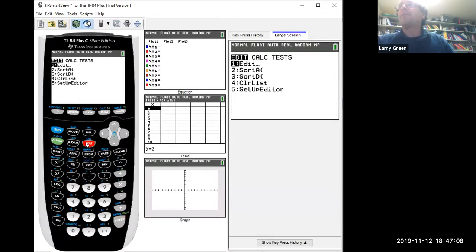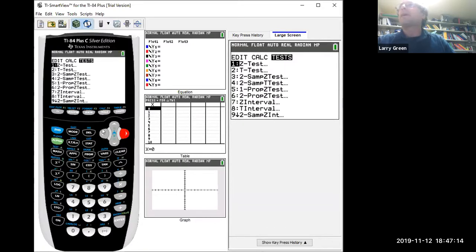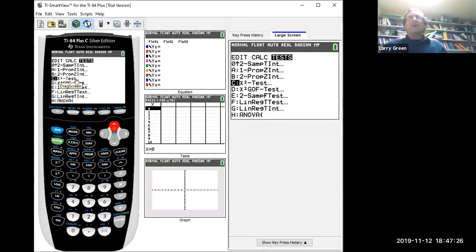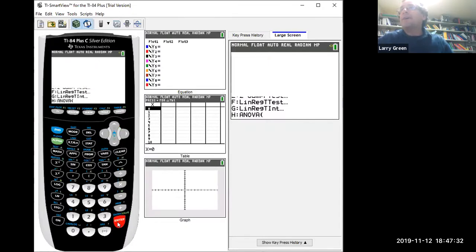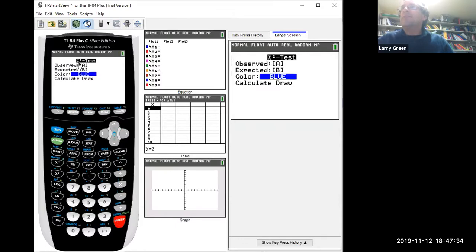We're going to hit stat. Then I'm going to go to tests. I'm going to go up arrow. And we're going to go to chi-squared test. Notice that's different than the GOF. And all the calculators have the chi-squared test, all the TI 83s and 84s at least. And I'm going to hit enter on chi-squared test. Observed is A. Expected is B is fine. Don't worry about that, but observed has to be A. Color never matters in this class. Okay, and then I hit calculate. And there we have it.